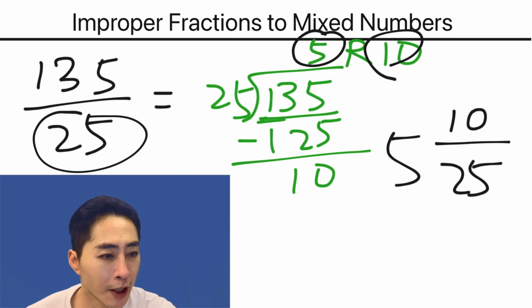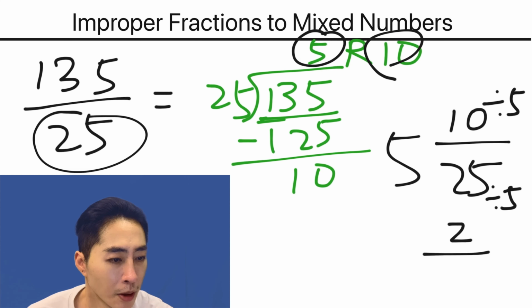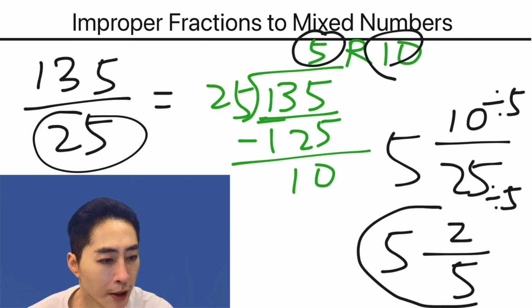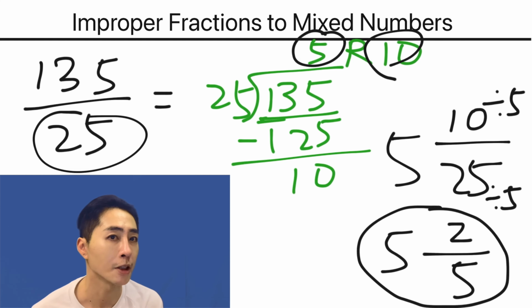And we can divide the numerator and the denominator both by 5. So 10 divided by 5 is 2. 25 divided by 5 is 5. And we bring down the 5, so our answer is 5 and 2/5. You want to be very careful about the simplification at the end, because that could be the difference between getting the answer right versus getting it wrong. So make sure that you always do a last check on the fraction.